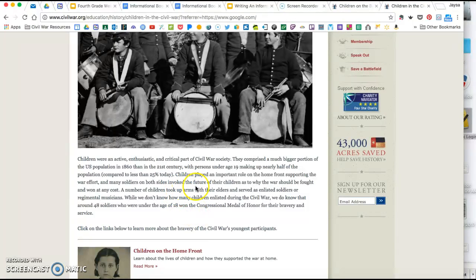And I know that one of my answers to my questions is right here. It says, while we don't know how many children enlisted during the Civil War, we do know that around 48 soldiers who were under the age of 18 won the Congressional Medal of Honor for their bravery and service. Okay, so that answers how many children served in the Civil War, kind of. Okay, so I want to add that to my notes, but I need to put it in my own language. So what do you guys think? How would I say that in my own language and caveman language? Real quick, Damien.